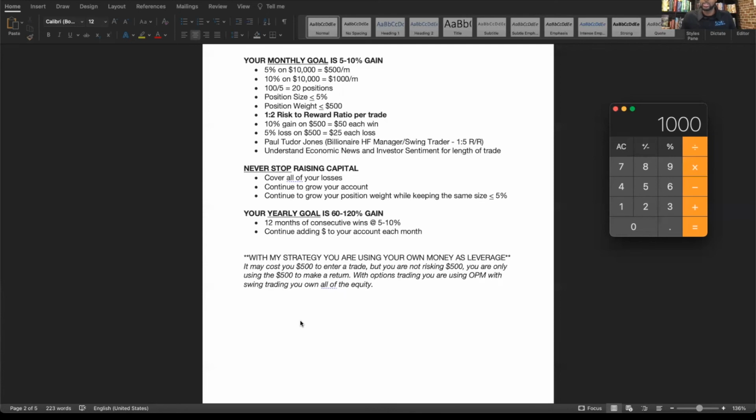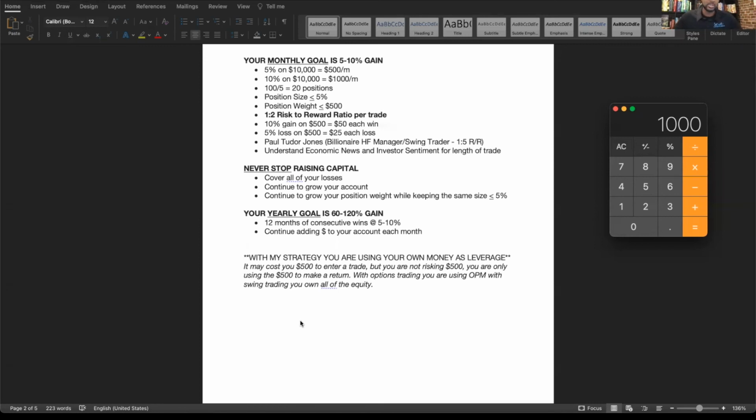And if you're right on the trade, then that return is going to be way bigger than what it would have been if you didn't have that amount of money to deal with, right? Same thing for losses though. So if you take a loss using margin, now you've ended up losing more money than you might actually have in your account. And that's when you end up getting a margin call and you have to actually owe the brokerage account instead of them helping you on the other side, right? So it might cost you $500 to enter a trade, but remember, you're not risking the whole $500. You're only using the $500 to make a return, right?